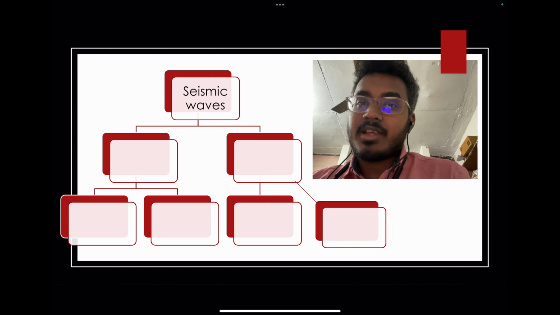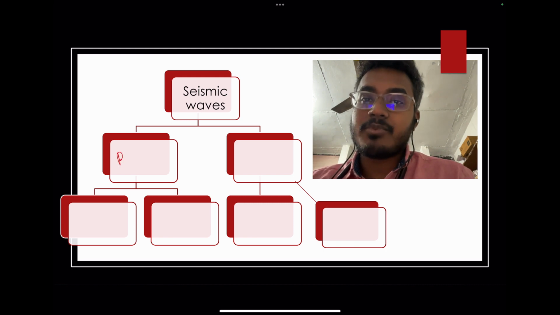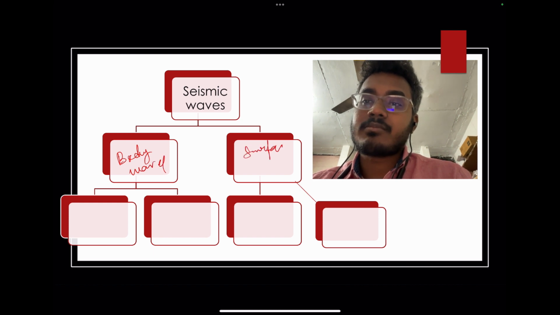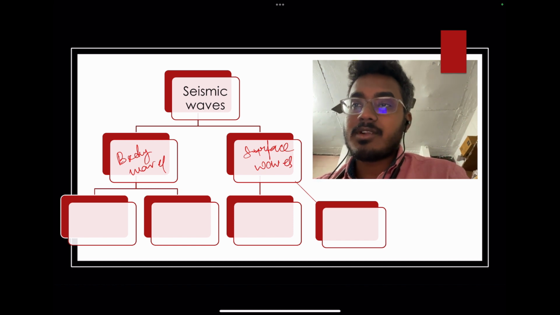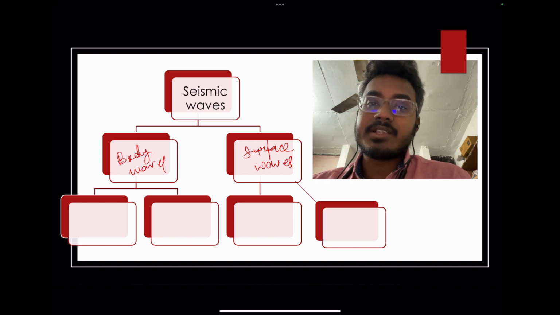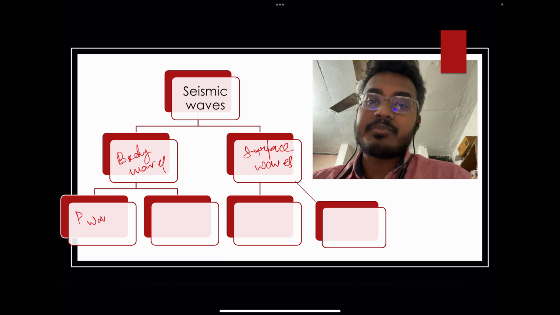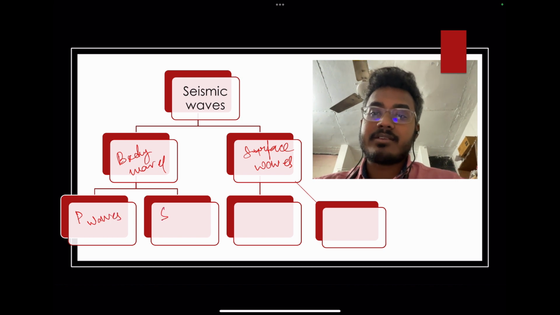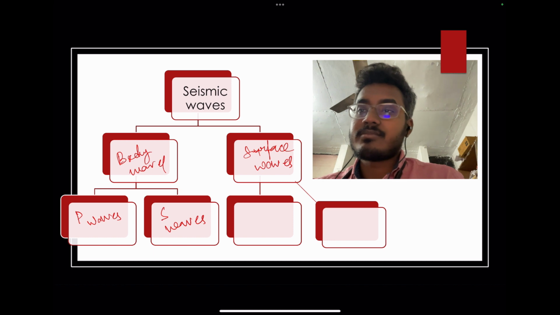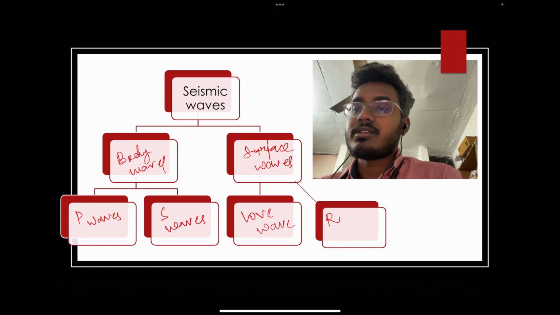Seismic waves are classified into two types: body waves and surface waves. Body waves are called so because they travel through the body of the earth, whereas surface waves can be found only on the surface of the earth. Body waves are further classified into primary waves or P waves and secondary or S waves. Surface waves are classified into Love wave and Rayleigh wave.